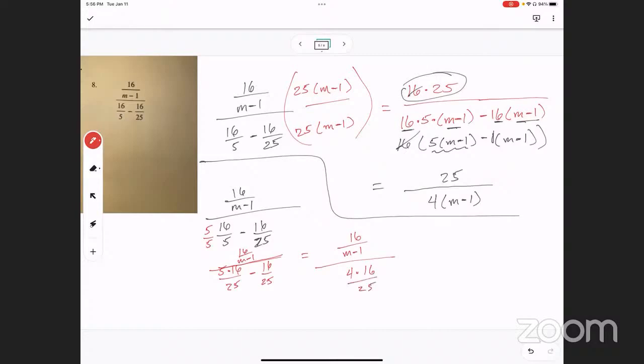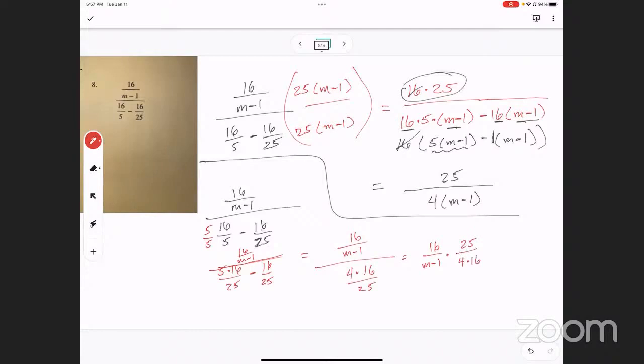Got it? And now, how do I divide a fraction by a fraction? What do I do when I'm dividing a fraction by another fraction? Do you remember? You multiply by the reciprocal. So this is going to equal, watch this, 16 over m minus 1, that's the numerator, times, now I'm flipping the bottom one, 25 over 4 times 16.